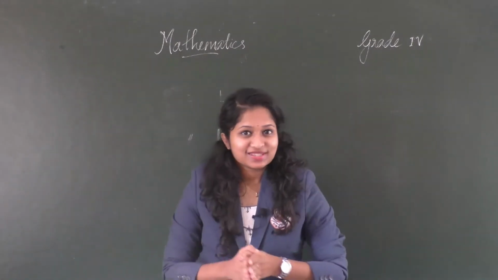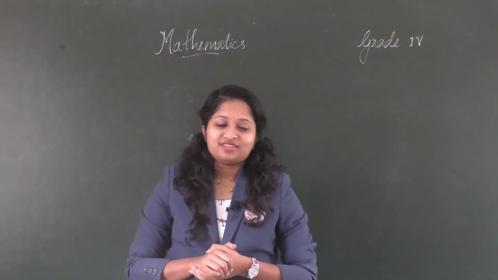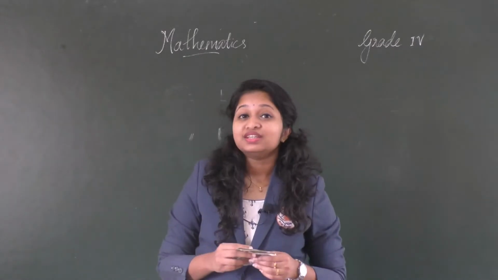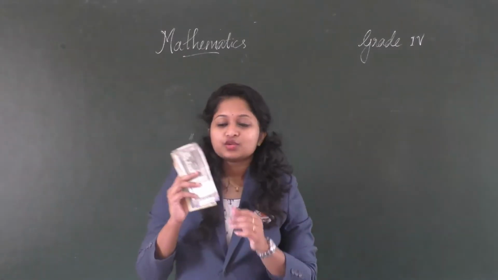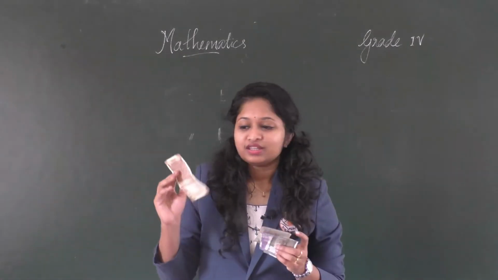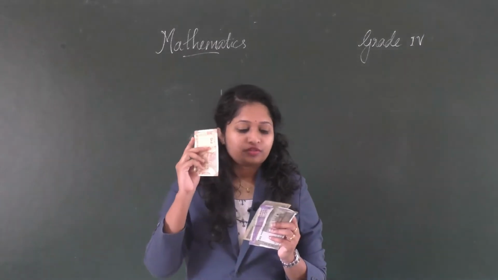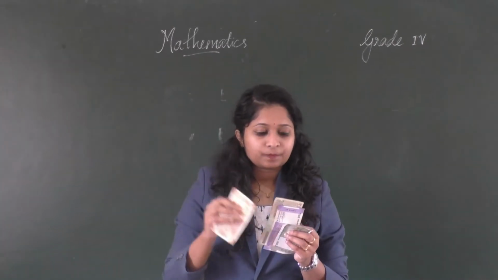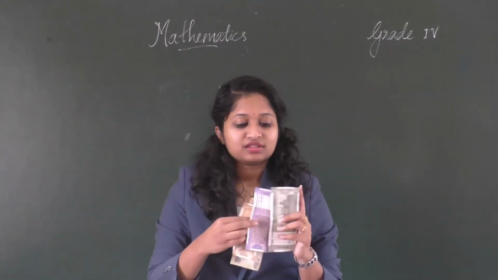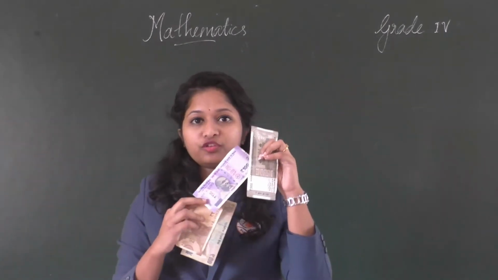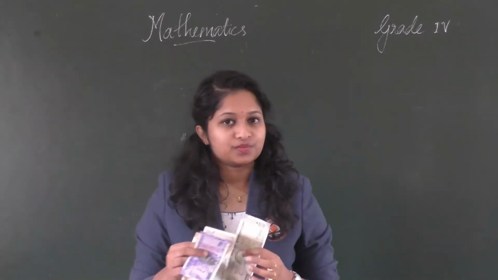So we are going to discuss money, which is chapter number 11. The system of money that a country uses is its currency. So I have some currencies that are used in India. This is a currency of 10 rupees, this is 100 rupees, and this is a new note of 100 rupees, and this is a 500 rupees note.